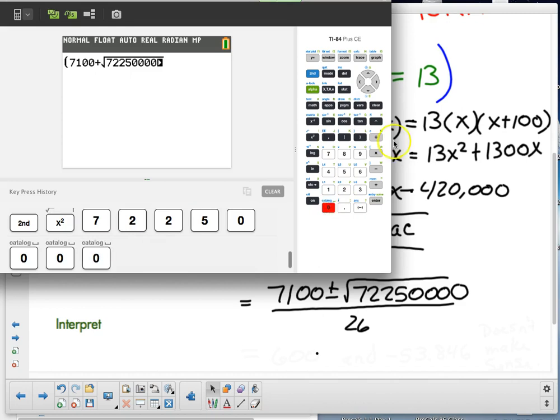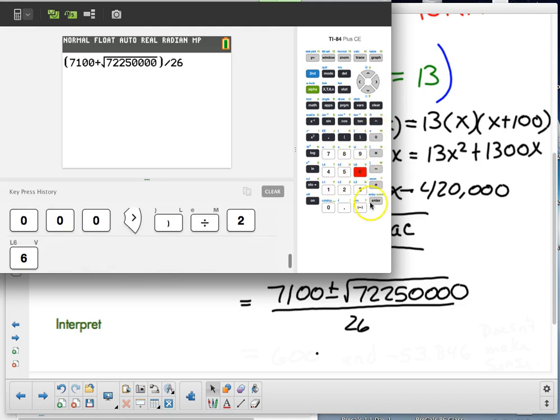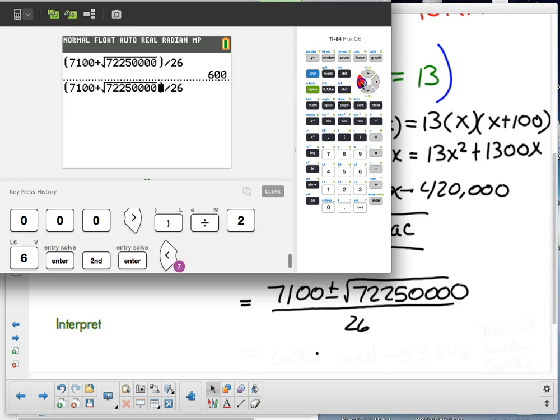Okay, now keep in mind, this whole thing is supposed to be divided by 26. So now I hit enter and I get 600. I can hit second recall and then arrow back and just change my plus sign to a negative, and I've got it made. Your calculator actually is a little faster to do this with.